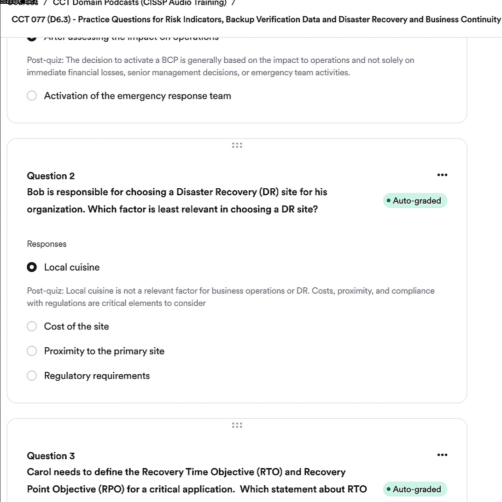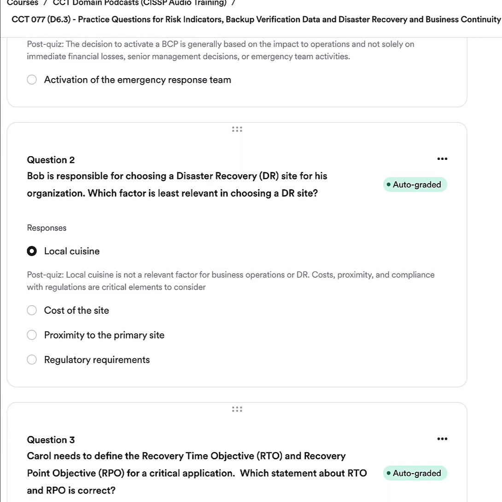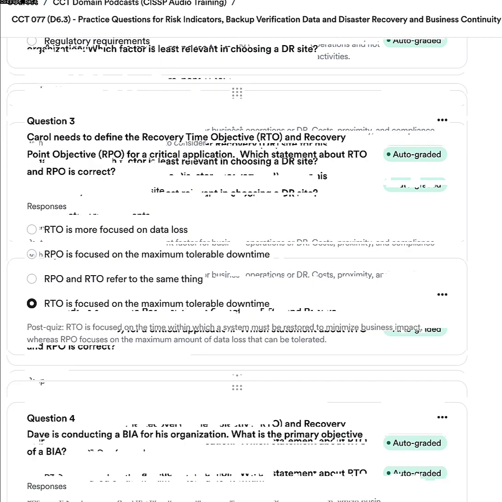Now, it's pretty obvious, right? Local cuisine. But you would be surprised. Some people may pick one because they know their individuals are going to have to be eating while they're running through a DR plan. So let's pick out the best place to go get grub. No, that's definitely not the one you want. But cost of site, proximity to the primary location, and regulatory requirements are all part of a disaster recovery plan, or at least should be considered when building out your DR plan.